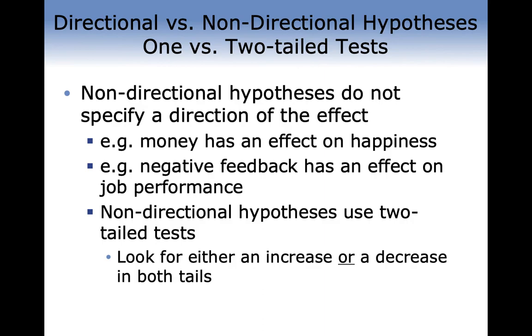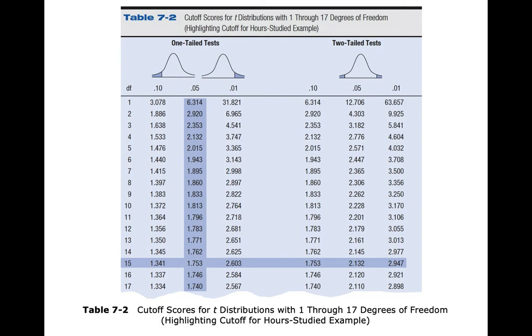On the one hand, I could see that it could have a positive effect, increase job performance. On the other hand, it could have a negative effect and it could hurt job performance. So I'll be interested in looking for either an increase or a decrease. Okay? So in either case, if there's a non-directional hypothesis, in looking for either an increase or a decrease, we'll look for both tails of the distribution.